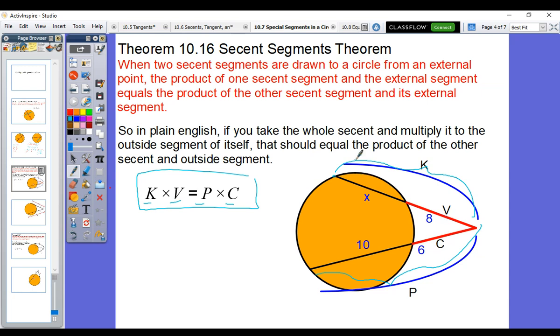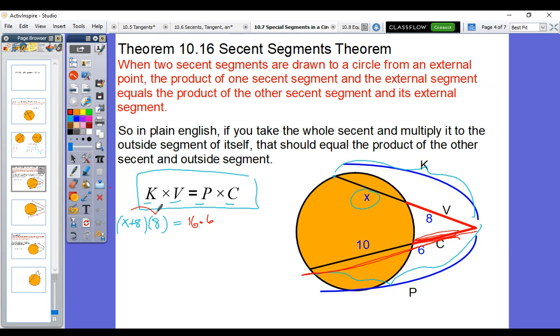Here we're looking for the value of X, which has nothing to do directly with this theorem, but it is part of K. So when we say K in this case, it's X plus 8. Not 8X, not multiplying, it's X plus 8. To represent K, here it is: X plus 8 times its outside part, 8, is equal to this whole thing, which we are using P to represent. In this case, it would be 10 plus 6, which gives us 16, times its outside value, which is the 6.